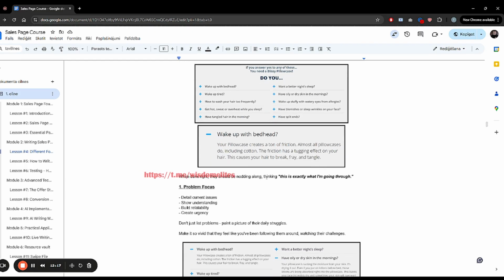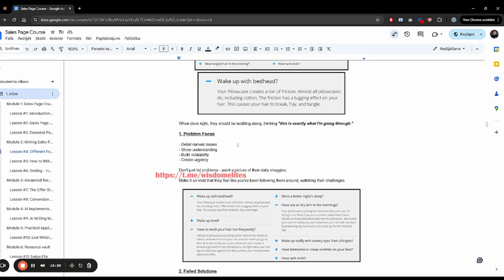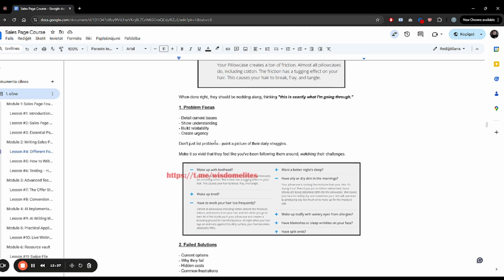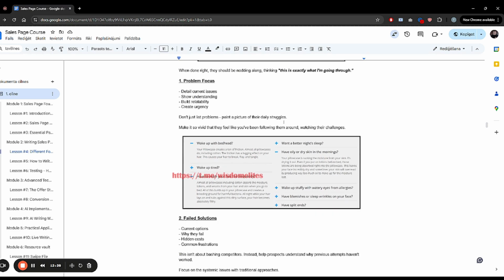And when done right, they should be nodding along and thinking, this is exactly what I'm going through. Now, as I just mentioned, the problem focus. So don't just list the problems, paint a picture of their daily struggles, and you also can explain them.